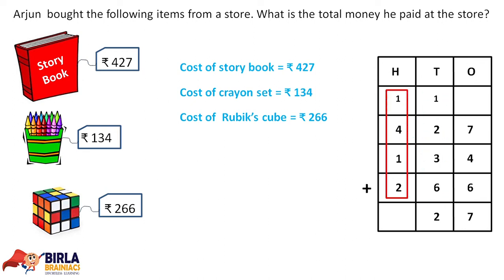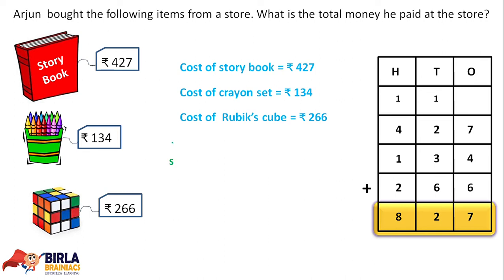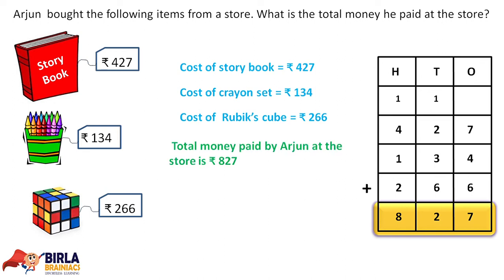Now let us add all the hundreds. 1 plus 4 gives you 5. 5 plus 1 gives you 6. 6 plus 2 gives you 8. So total of all the hundreds is 8. So what you got is the final answer, or this is nothing but the total money he paid at the store. So let us write: total money paid by Arjun at the store is rupees 827. With the help of this sum, we learned a word problem, how to add money, and also how to add when there are more than two 3-digit numbers. Here there were three 3-digit numbers and we added all of them.